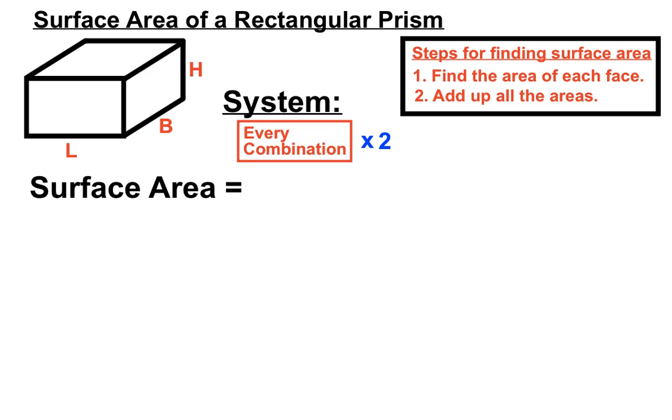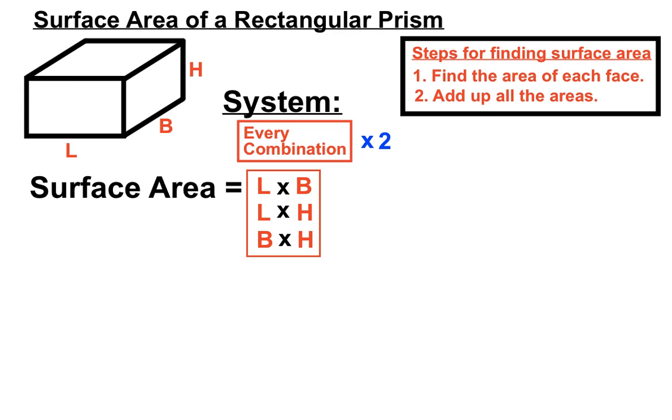If I take every combination of the sides, I'll have length times breadth, length times height, and breadth times height. Now let's just pause here. I've used length and breadth, length and height, breadth and height. Notice I've used the length twice and the breadth twice and the height twice. Alright, so that's every combination.